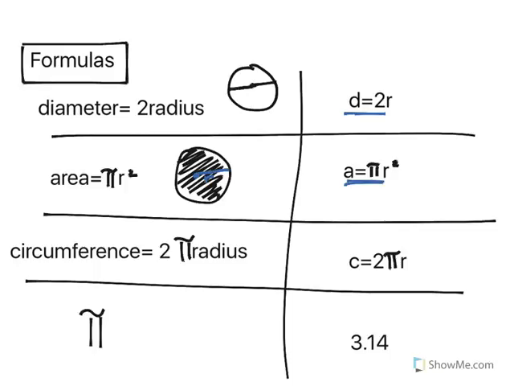The circumference of a circle is the length around a circle. So if this is your circle, and you took a string and you wrapped it around the edge, and then laid that string out and measured it, you would get the circumference of a circle. And then pi is a constant that is 3.14 that we use to multiply in all circle formulas.